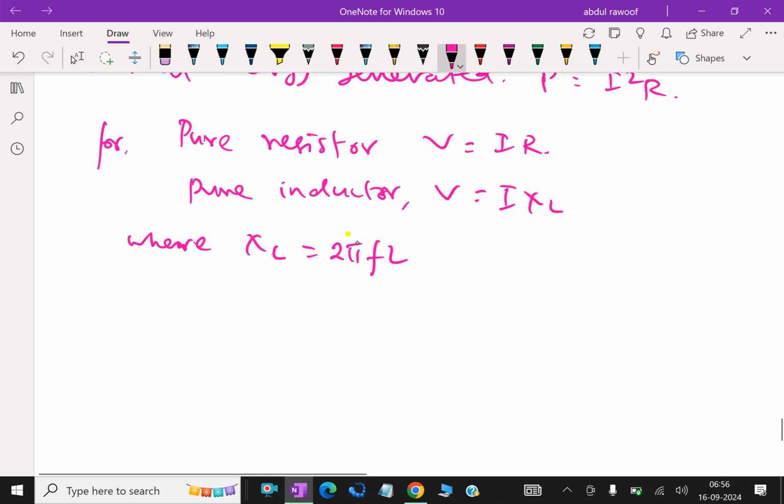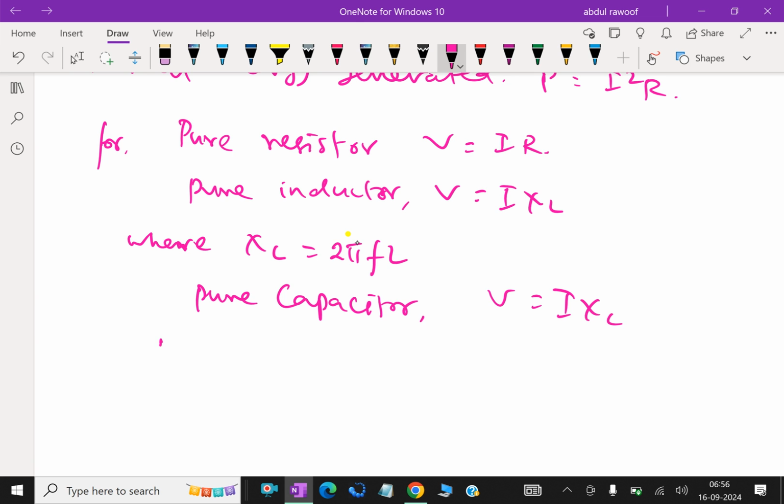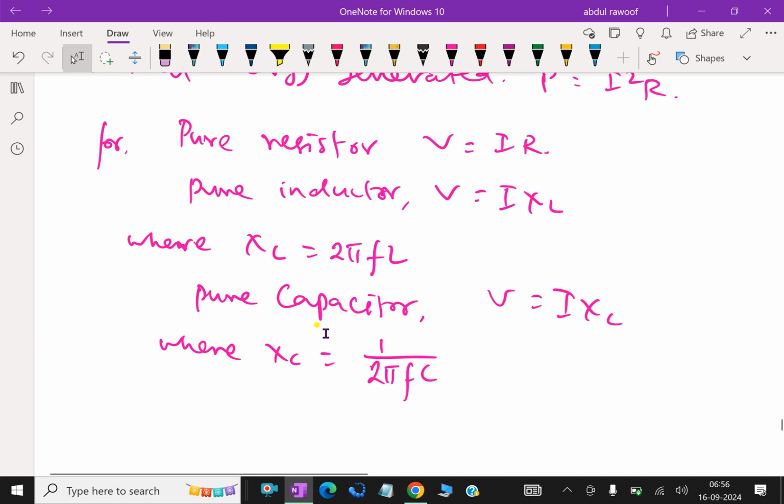Then pure capacitor, V equals I XC, where XC equals 1 over 2 pi f C. It is called capacitive resistance. This XC is the capacitive resistance, where C is in farads.